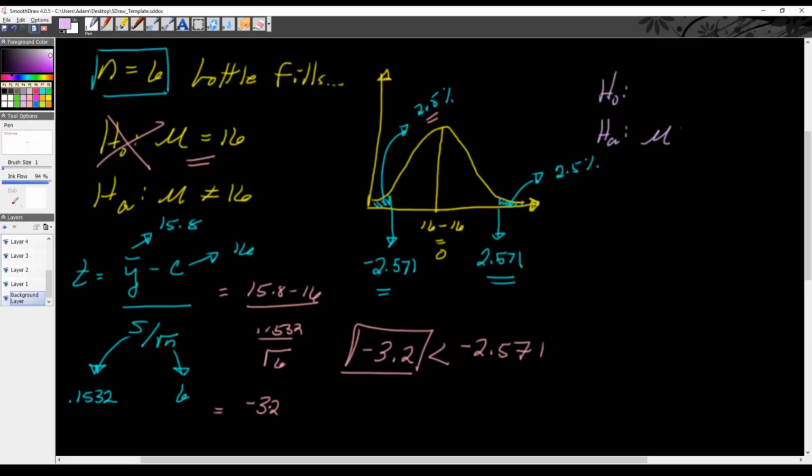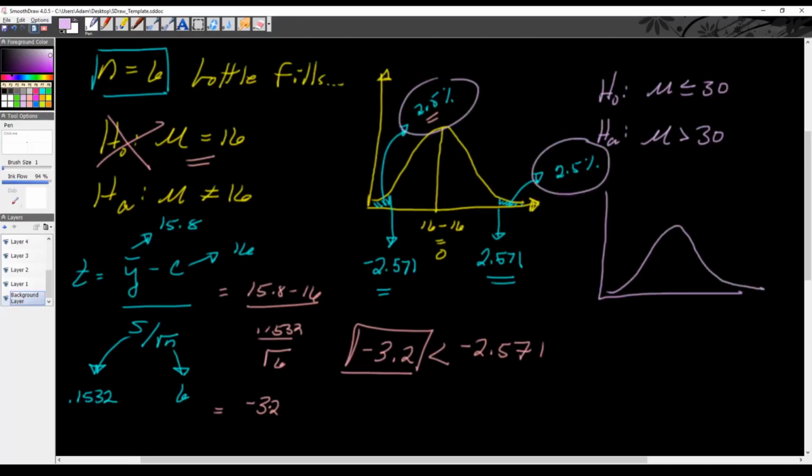So we might say that mu is greater than 30. The equal sign always shows up in the null, and I could put mu is equal to 30 there, but since I'm using greater than in the alternative hypothesis, I'm going to put less than or equal to 30. And basically what we're doing is taking all of the area under the t-distribution. Instead of dividing it between two tails, I'm going to put the full 5% in one tail.